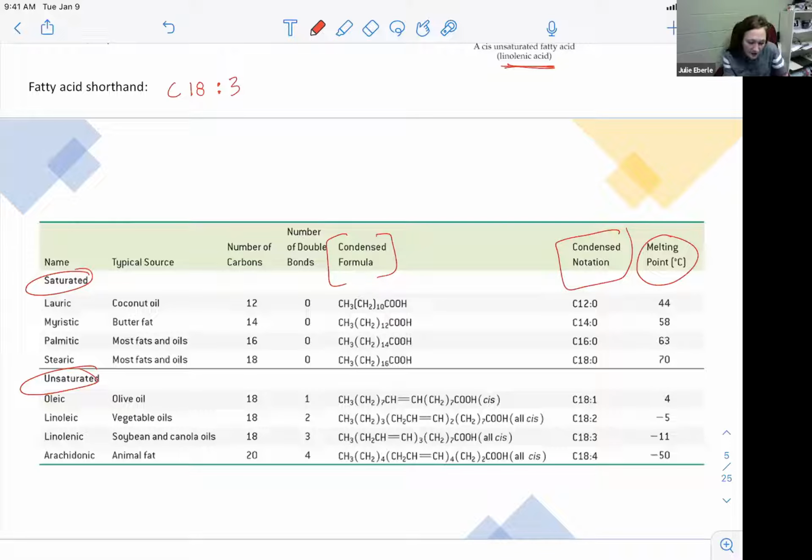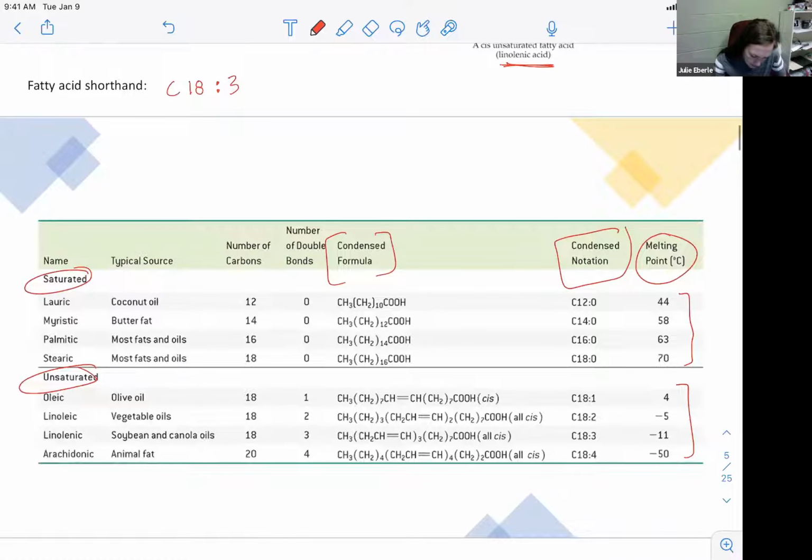But saturated fats have no double bonds. These have much higher melting points, some of them very high, so they are solids at room temperature. Unsaturated fats, where you start to have 1 or 2 or 3 or more double bonds, have very, very low melting points. They're all liquid at room temp. And I'll draw an arrow. These are all solids.